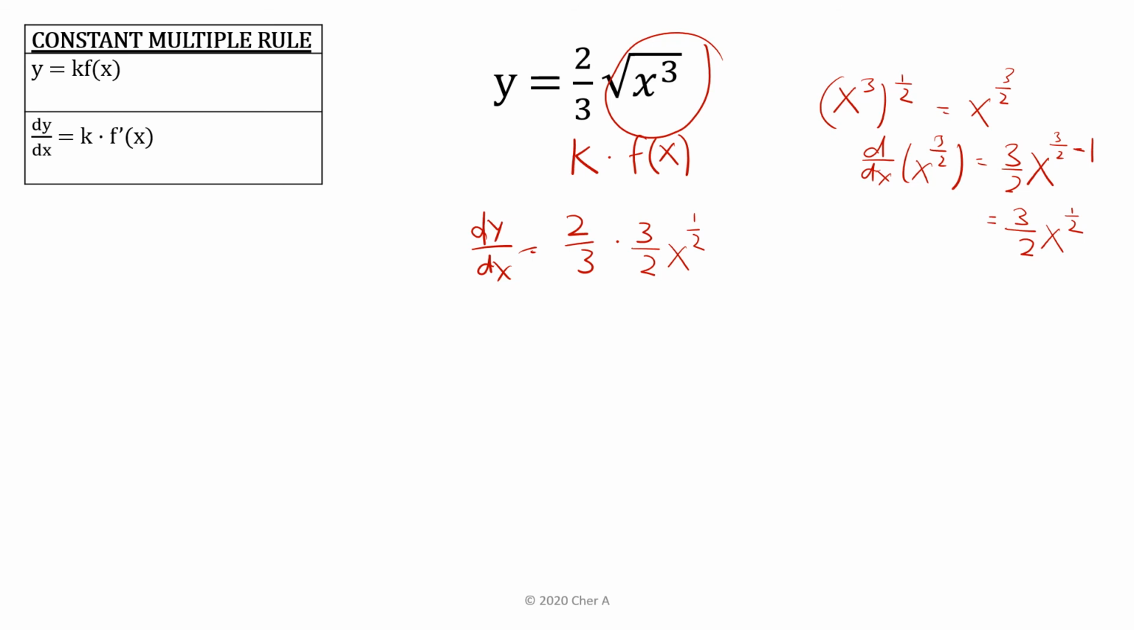Okay, so let's break this down again. We have the constant 2 over 3. We have the differentiated function of x. So let's simplify this. 2 over 3 times 3 over 2 gives you 1 whole. x to the power of half, which is square root x. So this is our final answer.